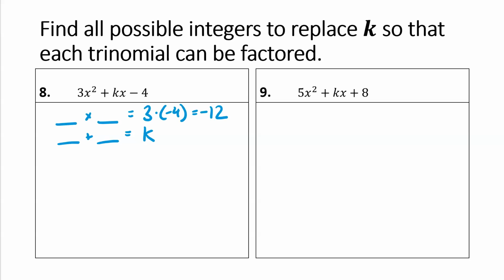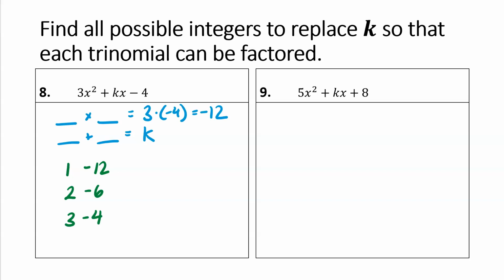So let's do that. Well, let's start with factors of +12. You have 1 times 12 is 12. 2 times 6 is 12. 3 times 4 is 12. But we're looking for -12, so one of those has to be negative. 1 times -12 is -12. 2 times -6 is -12. And 3 times -4 is -12.